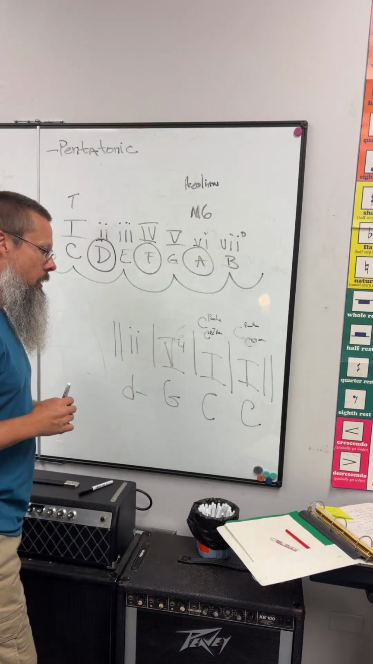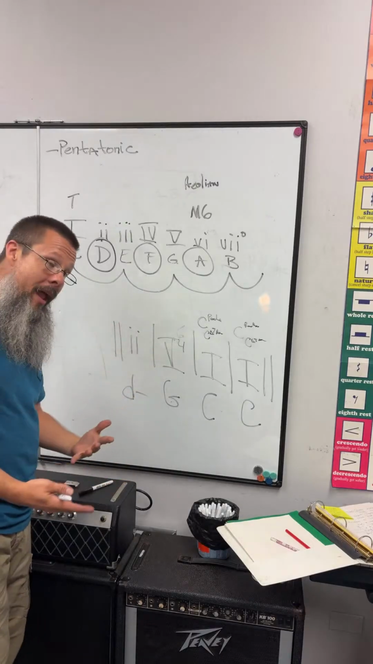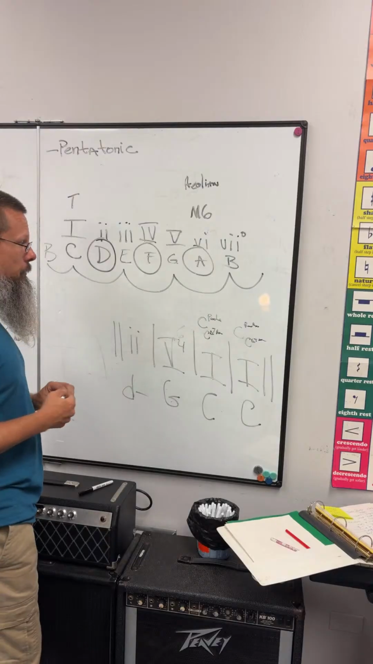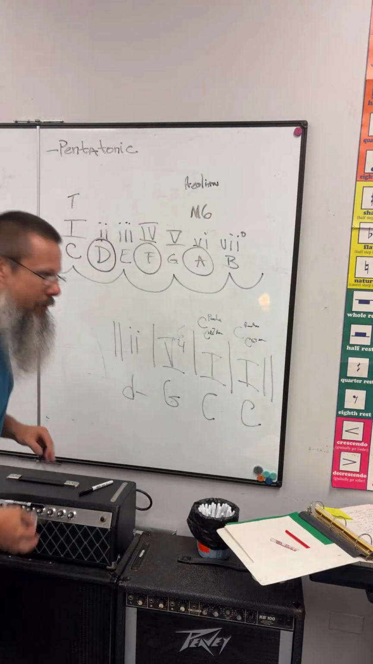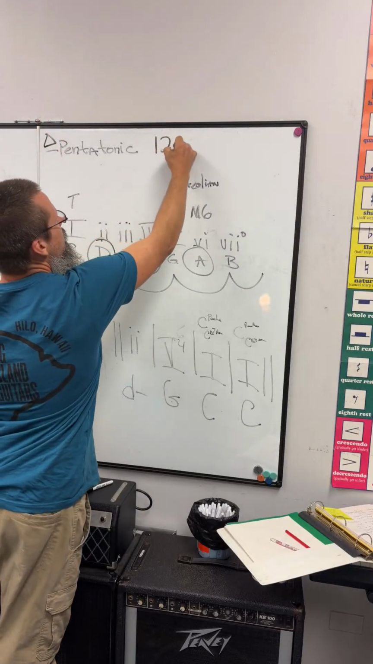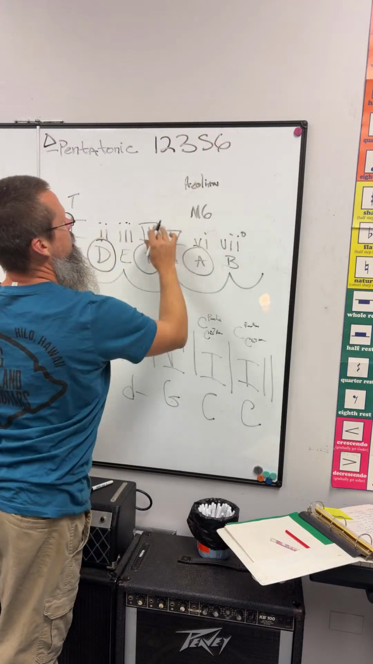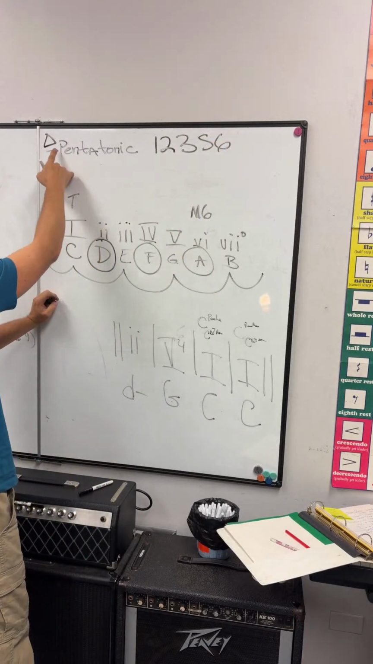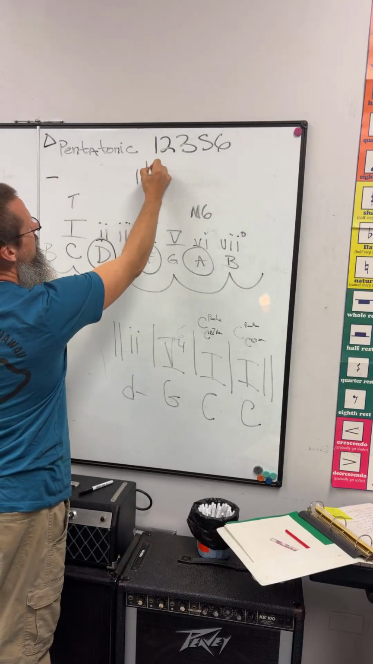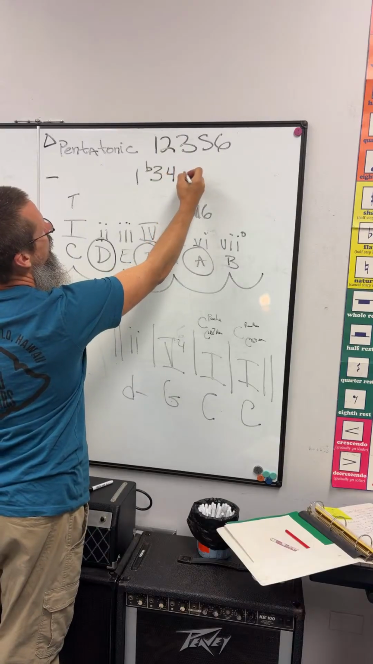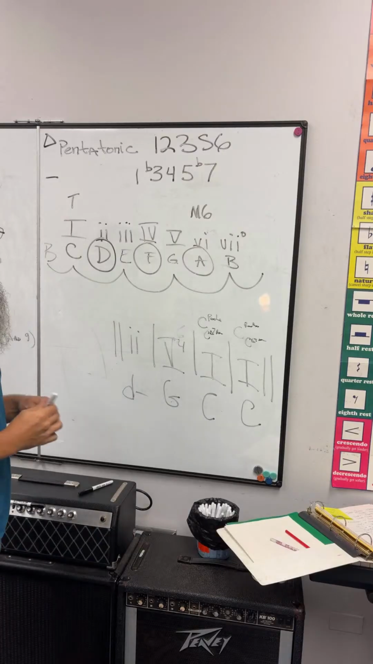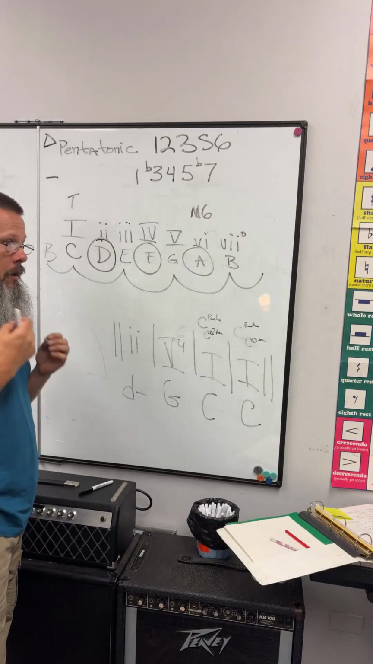Yes. And here's where the takeaway is, and this is what you're going to be working on for the week, and this is what will be in the video. When we have a major pentatonic, we have a 1, 2, 3, 5, and 6. When we have a minor pentatonic, there is a 1, flat 3, 4, 5, flat 7. They are the exact same notes.